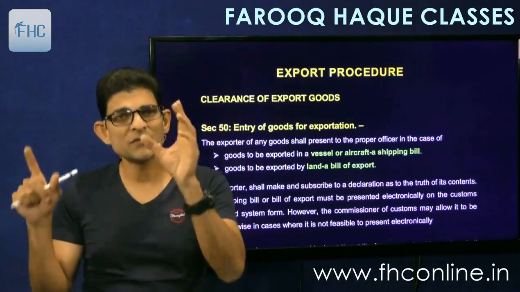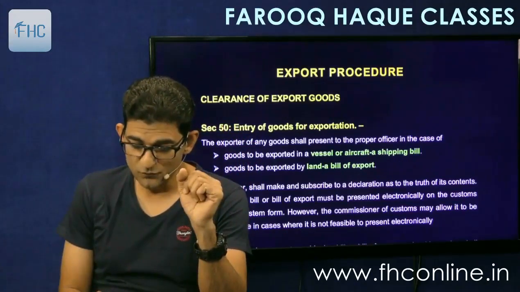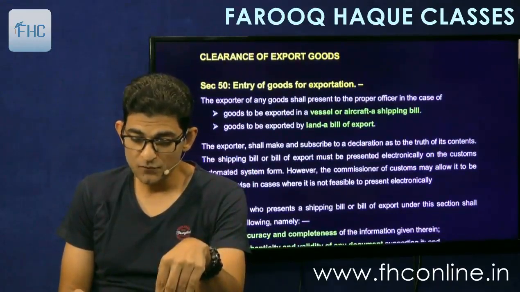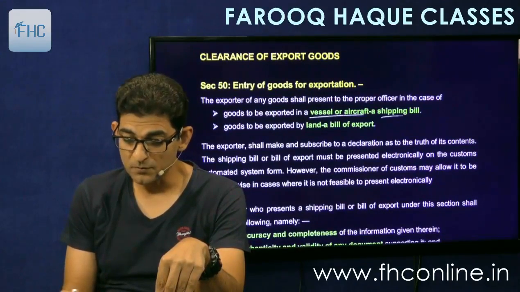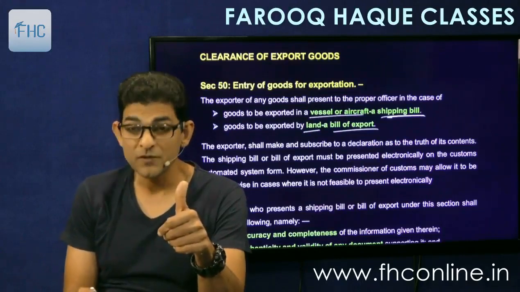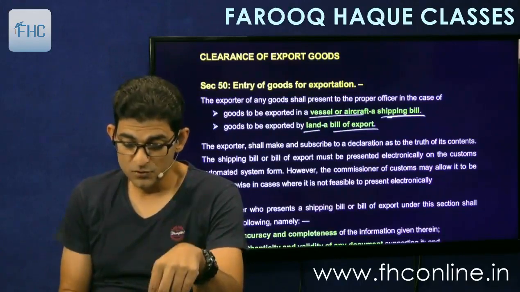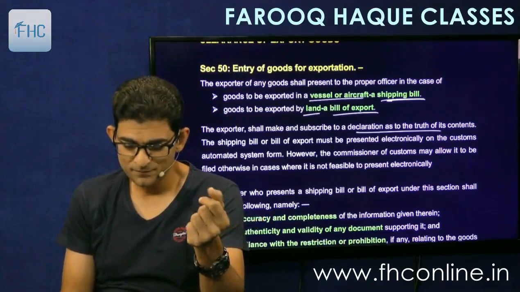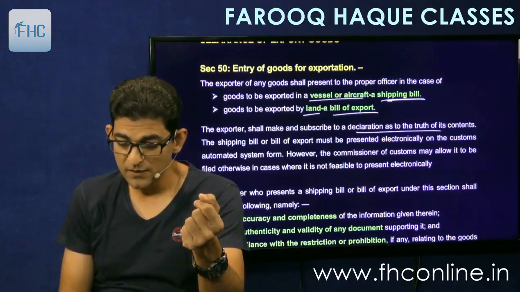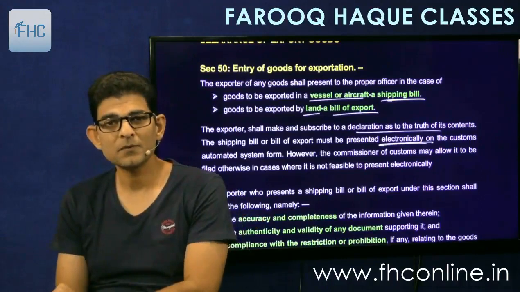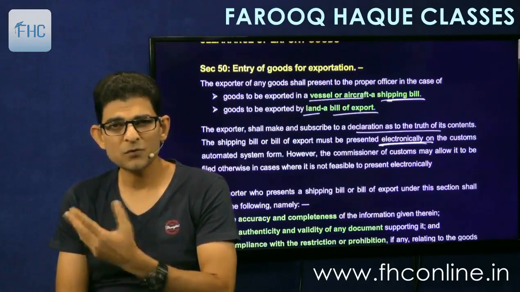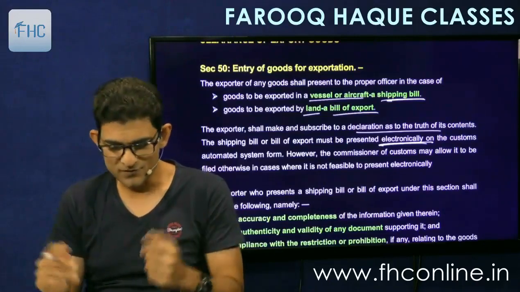Now let's see each of these points in detail. So first is entry of goods for exportation, that is the shipping bill. The exporter of any goods shall present to the proper officer, in the case of goods to be exported in vessel or aircraft, a shipping bill. In case of land, a bill of export. The exporter shall make and subscribe to the declaration of truth, obviously, of its contents. And the shipping bill or bill of export must be presented electronically on the customs automated system, obviously. However, the commissioner can allow physical also if it is not feasible to present electronically.